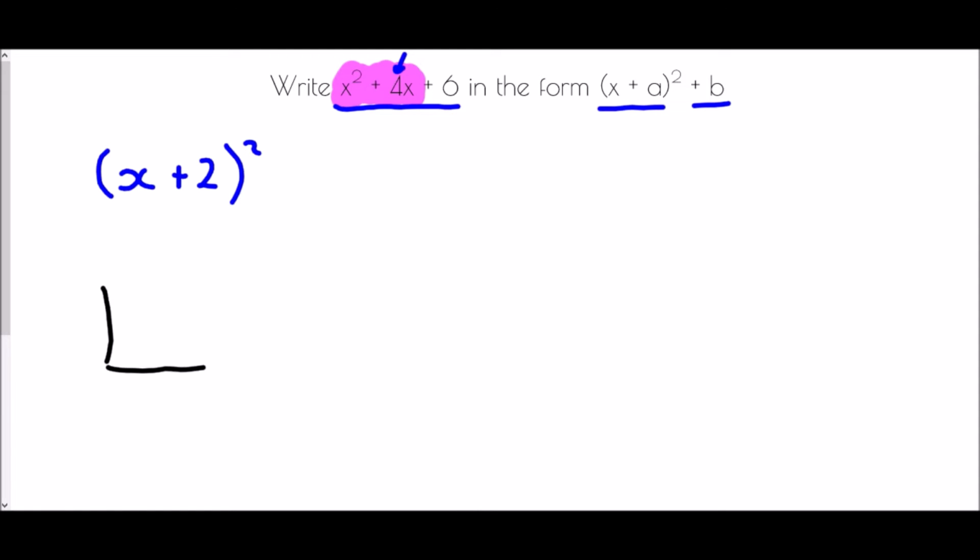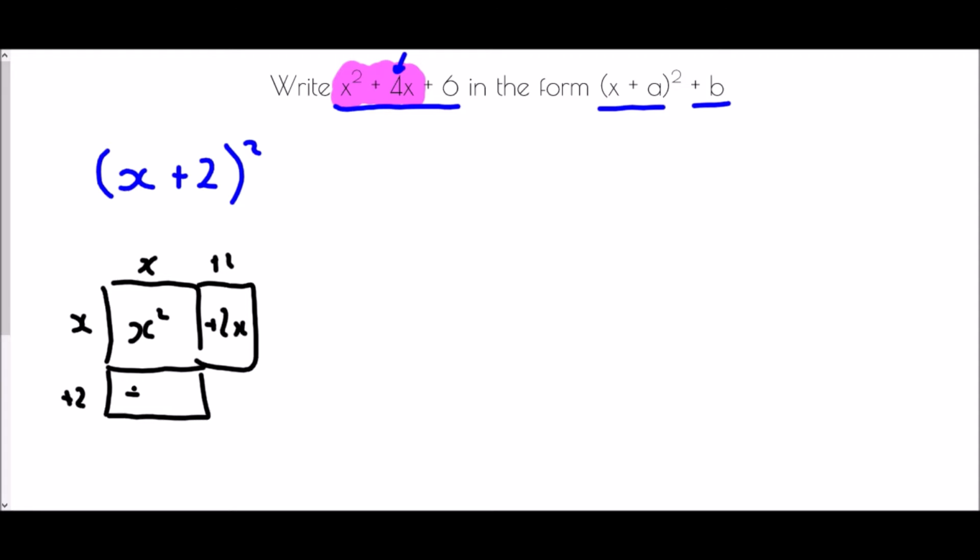Well, x times x gives me x squared. If I add the 2 in there, that piece will be plus 2x. And if I added in 2 here as well, that would be plus 2x. And in here, if I did 2 times 2, I would get plus 4. So what have we got? Well, we've got x squared, which is what we wanted. We've got plus 4x, which is what we wanted.